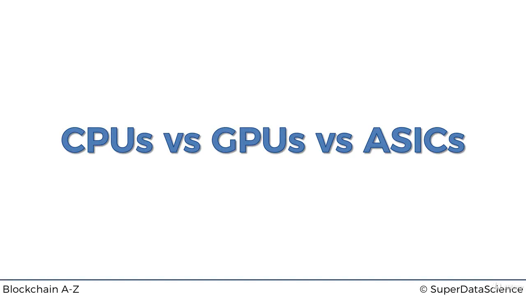Hello and welcome back to the course on blockchain. Today we're talking about hardware. We're going to dive into the world of different types of mining hardware that miners use to solve the cryptographic hash puzzle. Specifically, we'll talk about CPUs, GPUs, and ASICs. All right, let's get started.